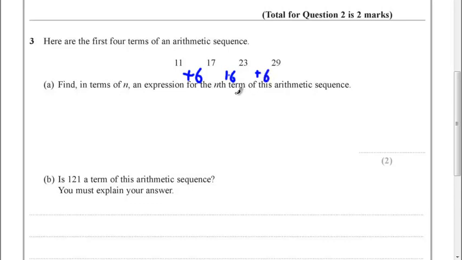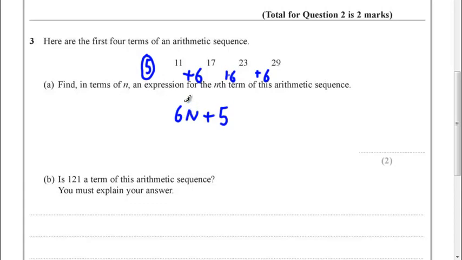We know it's adding 6 each time, so we know it's going to be 6n is one part of it. And the other thing is, this is what I like to do, is take 6 off this first value. So go minus 6 off of 11, and we're going to get back to 5. That would be the zero term, if you like. And so we're going to add on that 5. It's an expression, so we don't need an equal sign.